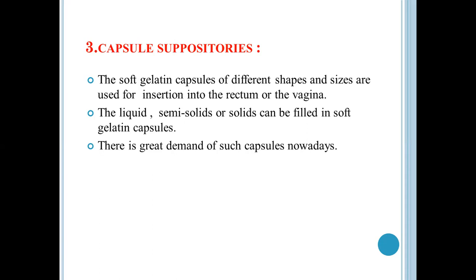Okay, so capsule suppositories are soft gelatin capsules. They have different shapes and sizes. Means as per the shape of the mold, we can prepare capsule suppositories or any other suppositories in different sizes and shapes. They get inserted into the rectum and the vagina. Liquid, semi-solid or solids can be filled into the soft gelatin capsule. Do you know soft gelatin capsules? There is a difference between hard gelatin and soft gelatin capsules. It was shown to you in the soft gelatin capsule chapter.